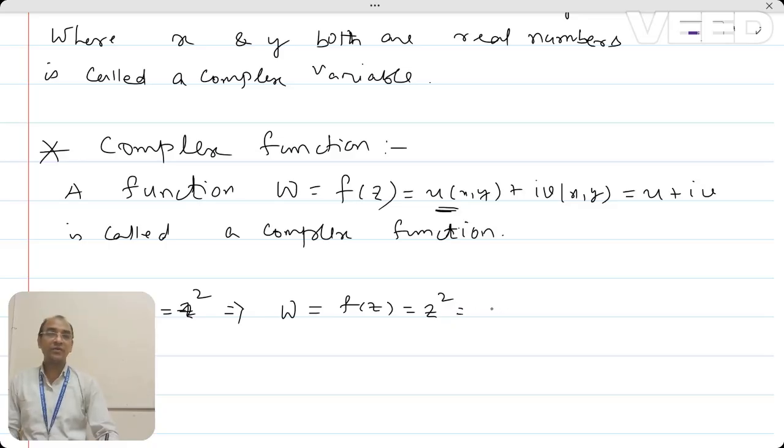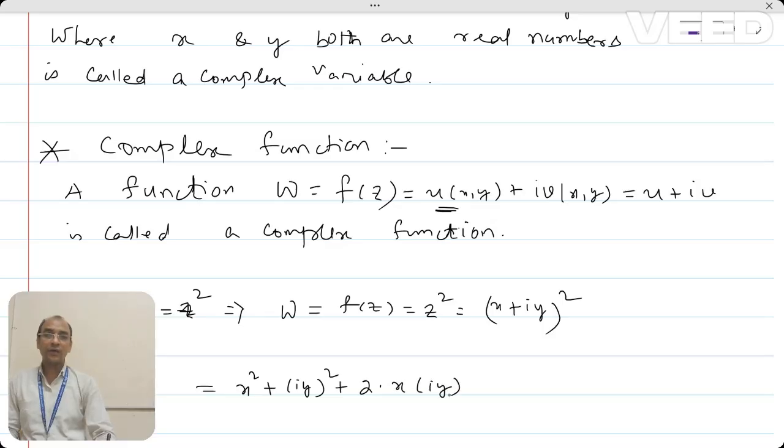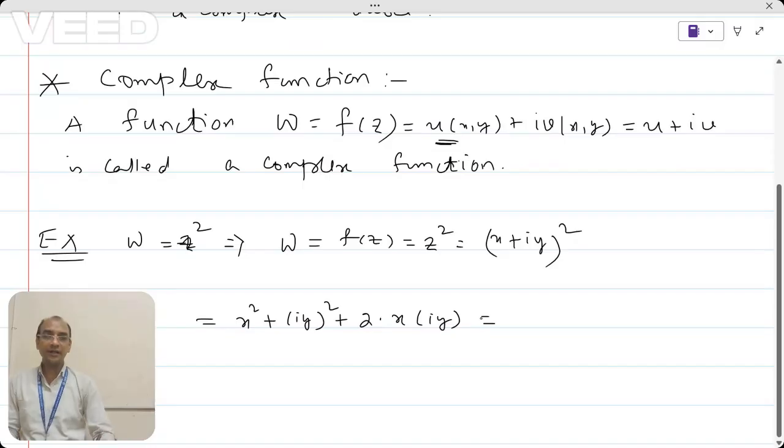We can write here z equal to x plus iy, we know. So square of that one is equal to x square plus iy square, using the a plus b whole square formula, plus 2 into x into iy. So if we rewrite it, what we will get? x square, i square is minus 1, y square, so minus y square plus i into 2 into xy. So here you see that this is equivalent to saying u plus iv.